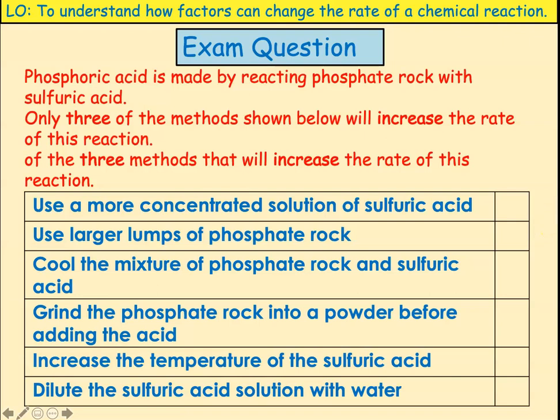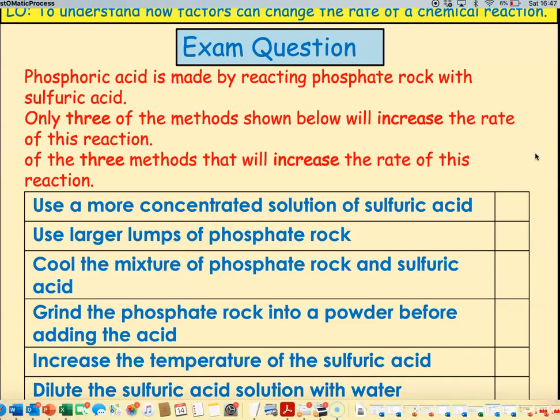Okay, phosphoric acid is made by reacting phosphate rock with sulfuric acid. Only 3 of the methods shown will increase the rate of the reaction of making phosphoric acid from phosphate rock. Of the 3 methods, which of 3 will increase the rate of reaction? Pause the video now and write down your 3, please.